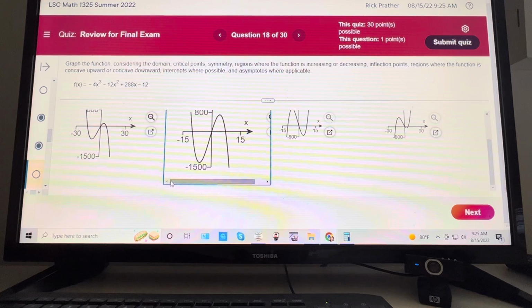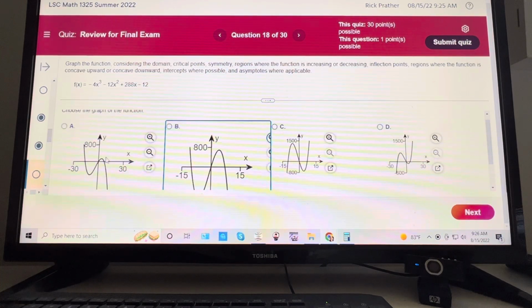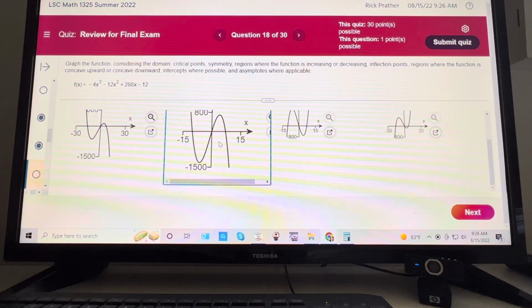And then remember, the local maximum was 600 and something. So that could be 600 right there. Or that's clearly not 600. That's probably not even 100 right there. So the graph's definitely B. And then I have my local minimum at -6, -1308.